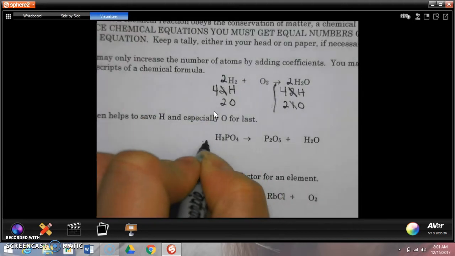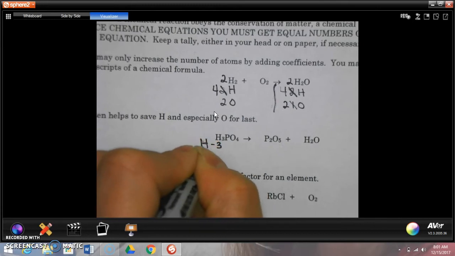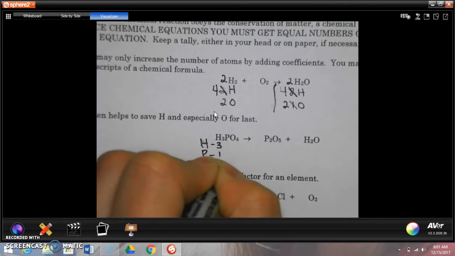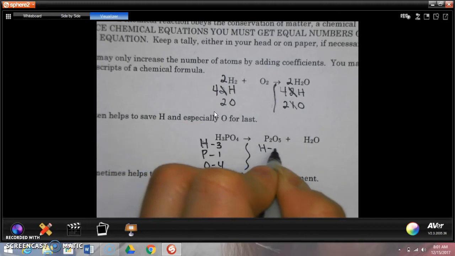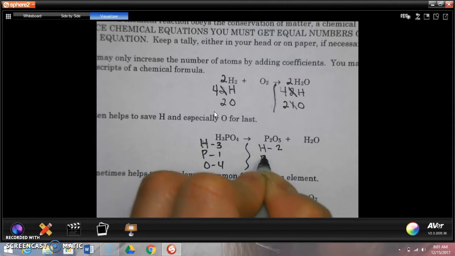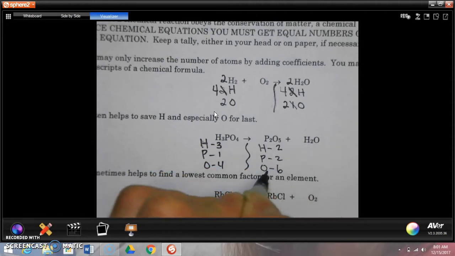So once again, I'm going to tally. So hydrogens, I've got 3. Phosphorus, I have 1. Oxygen, I have 4. And then on the product side, hydrogens, I have 2. Phosphorus, I have 2. And oxygens, I have 5 plus 1, so I have 6.